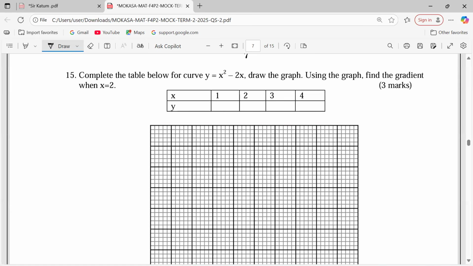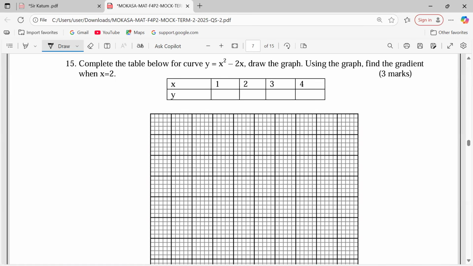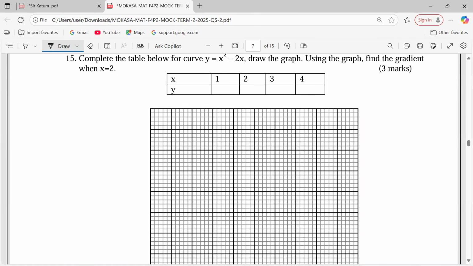Complete the table below for curve y equals x power 2 minus 2x. Then you are also told to draw the graph. After completing the table, you draw the graph. Then you use the graph to find the gradient when x equals 2.